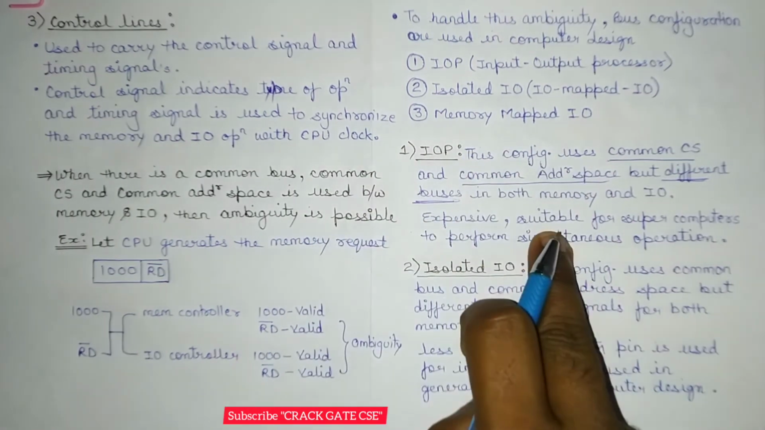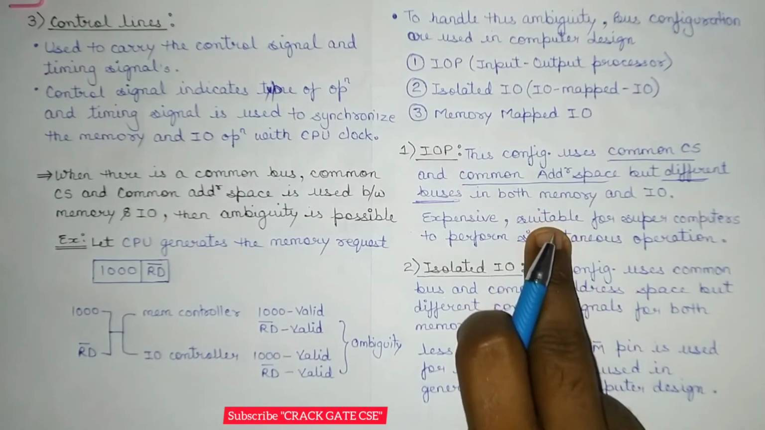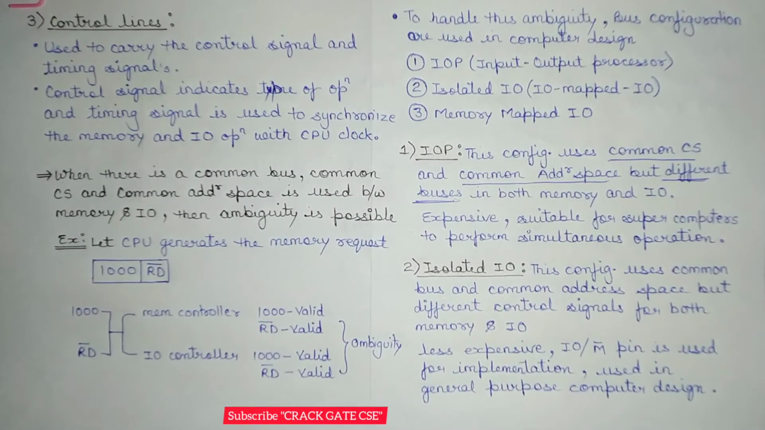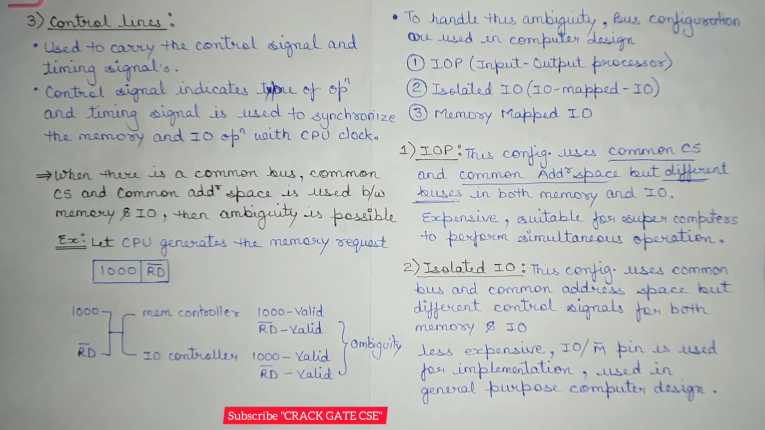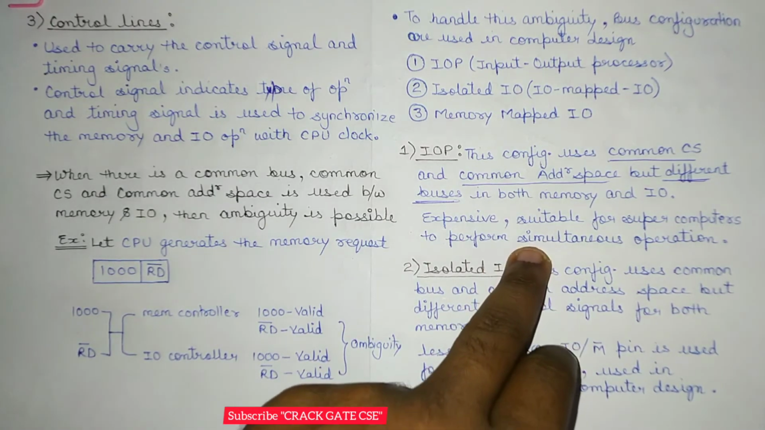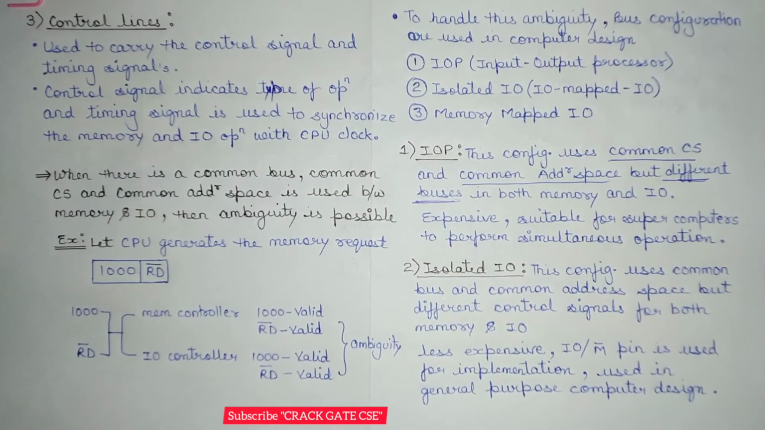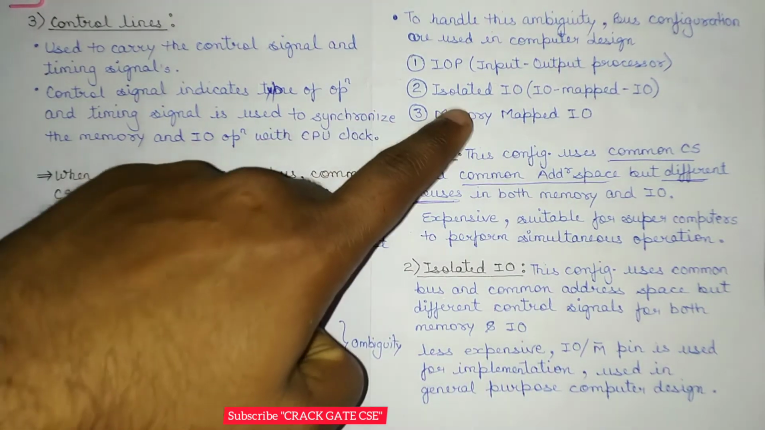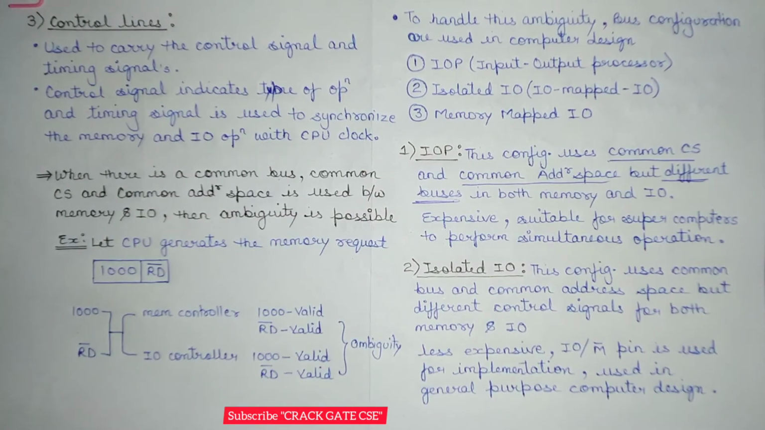is generally suitable for supercomputers to perform the simultaneous operations, because in supercomputer we have to perform multiple operations at a time, like parallel processing, right? So we use this kind of design in the supercomputer as they are very expensive. Now let's move on to the second one, which is isolated IO.